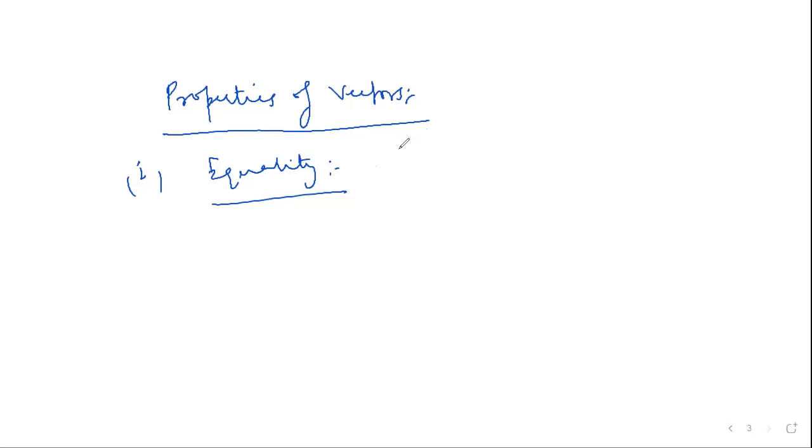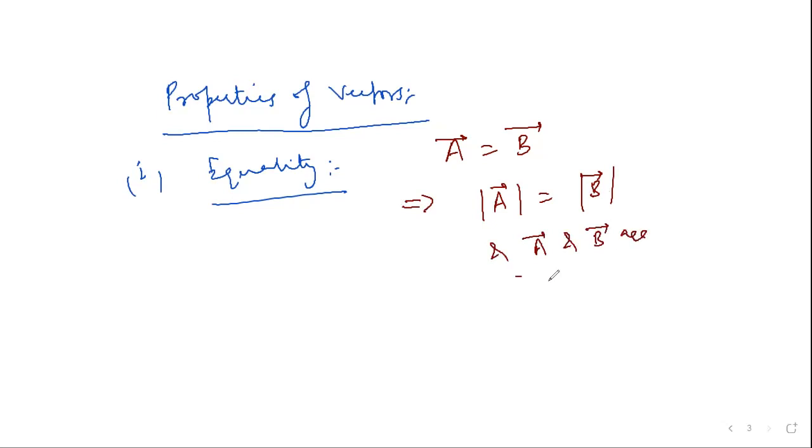So two vectors are said to be equal when their magnitudes are equal and they are similarly directed. That means if I say vector A is equal to vector B, that means magnitude of A is equal to magnitude of B. This is the notation. When I place it in mod, that means it's length only, magnitude only. So if A is equal to B, that means magnitude of A is same as magnitude of B, and A and B are similarly directed, right? So when two vectors have same magnitude and they are similarly directed, they are said to be equal, right?